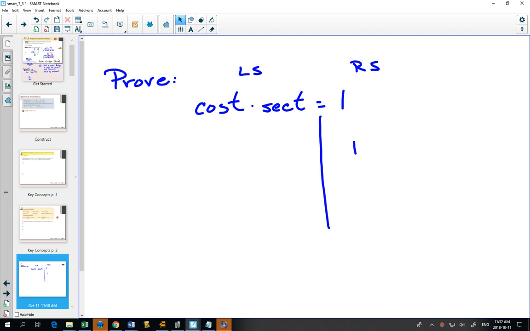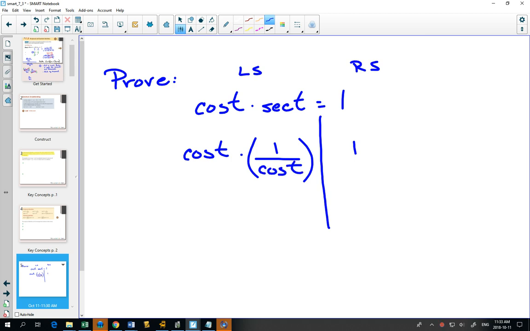Then you think about the identities you already know. Can you change secant to something? What's secant equal to? Secant is 1 over cos. So that's something we already know, so we could take secant and change it to 1 over cos.